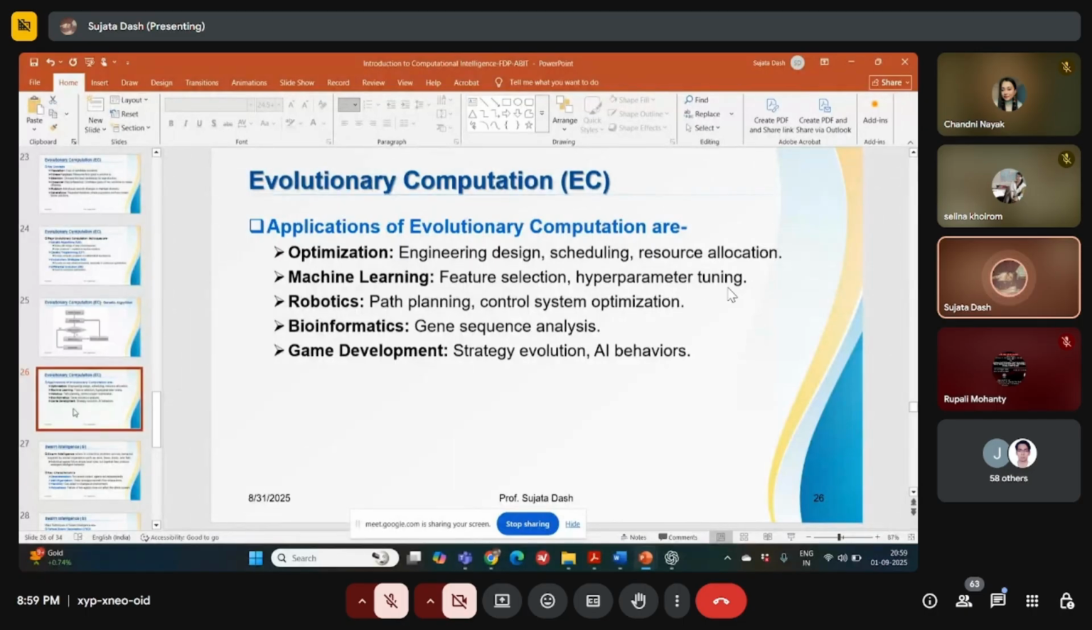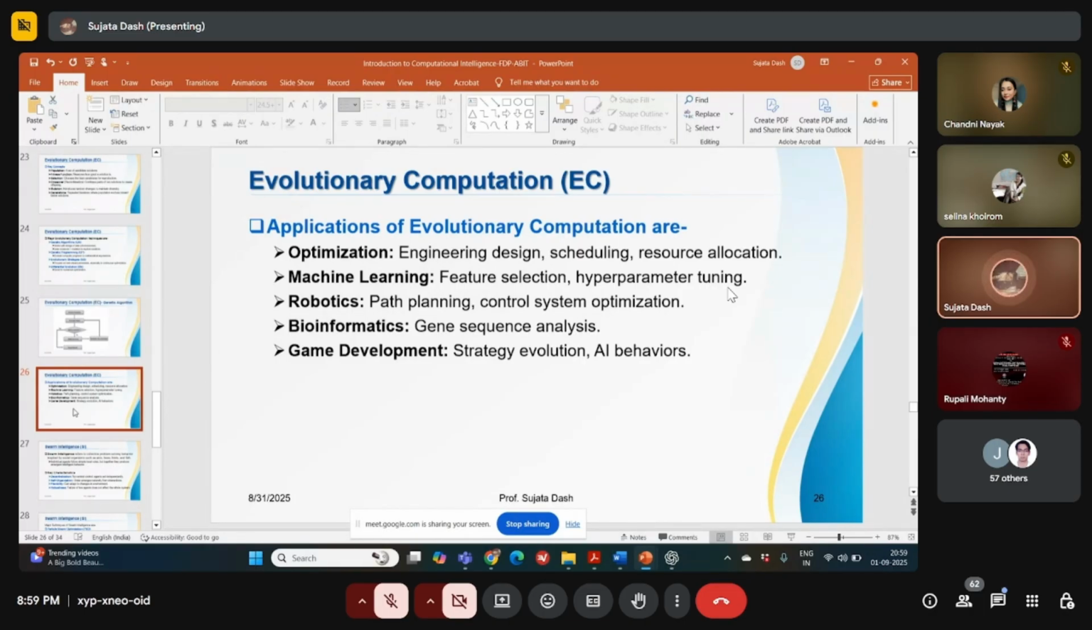So let me tell you a little bit about how evolutionary computation can be used for machine learning problems. For machine learning problems, generally we apply it for feature selection. This evolutionary computation helps automatically choose the most important features from a huge data set. Thereby it improves the accuracy and reduces the model complexity. And similarly, hyperparameter tuning, what is it?